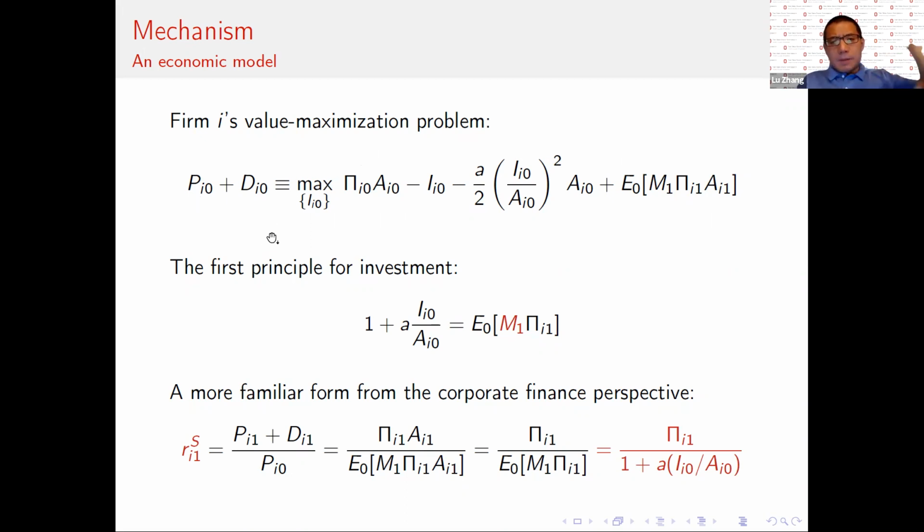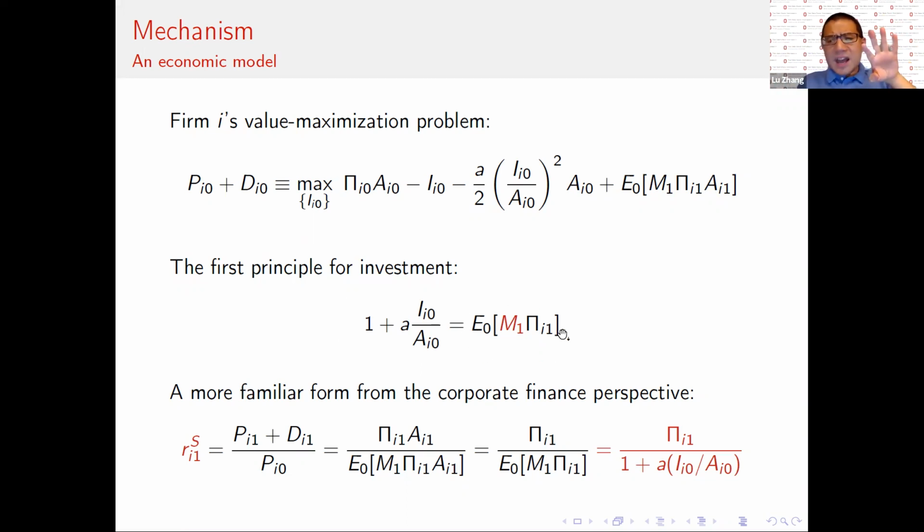You can go ahead and write down the optimization condition for the firm's value maximization by choosing optimal investment, and then you get the first-order condition of investment. The left-hand side is the marginal cost of investment, which includes, in the numerator, the purchasing cost of productive assets. We normalize the capital goods price to be one. So one is the marginal purchasing cost. Then A times investment rate, this is the marginal adjustment cost. Take the first-order derivative of this quadratic term with respect to investment, and you get the marginal adjustment cost, given by A times the investment rate. So marginal purchasing cost plus marginal adjustment cost gives you the total marginal cost of investment on the left-hand side.